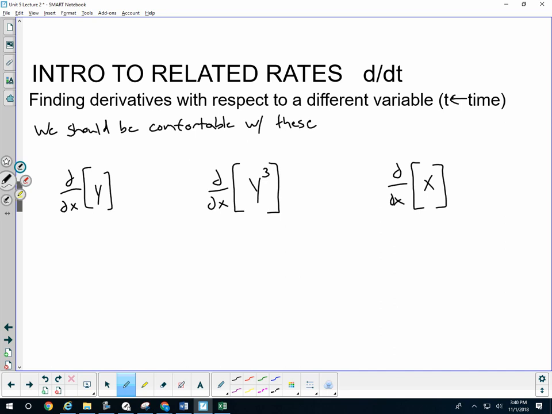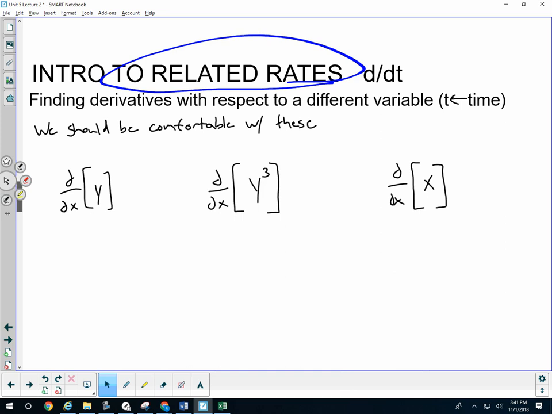Tangents of random curves, second derivatives of random curves. We are going to now shift over to the rest of this unit, the second half of this unit, which is calculus word problems. We will call them related rates problems. Related rates. Okay?